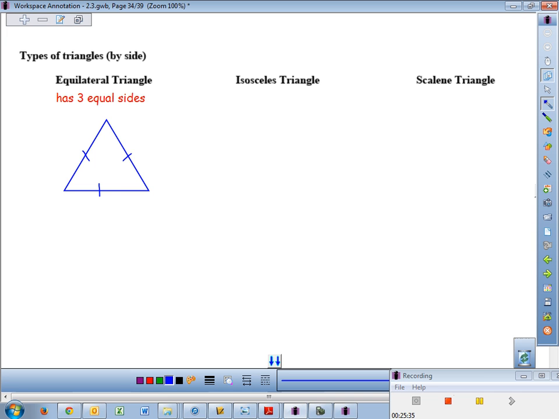Isosceles triangle, the hardest word to spell. Isosceles. Gotta spell it right. Anybody got a guess what an isosceles triangle is? Go for your guess. Wrong! That's what you've been taught in the past, which is wrong. People always say it's got 2 equal sides. There are 2 magic words in the isosceles triangle. It has at least 2 equal sides. That's where we start getting confused. An isosceles triangle has at least 2 equal sides.